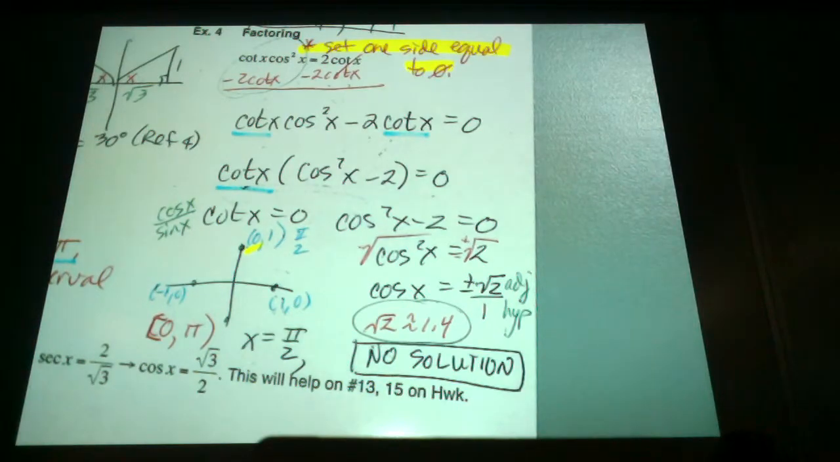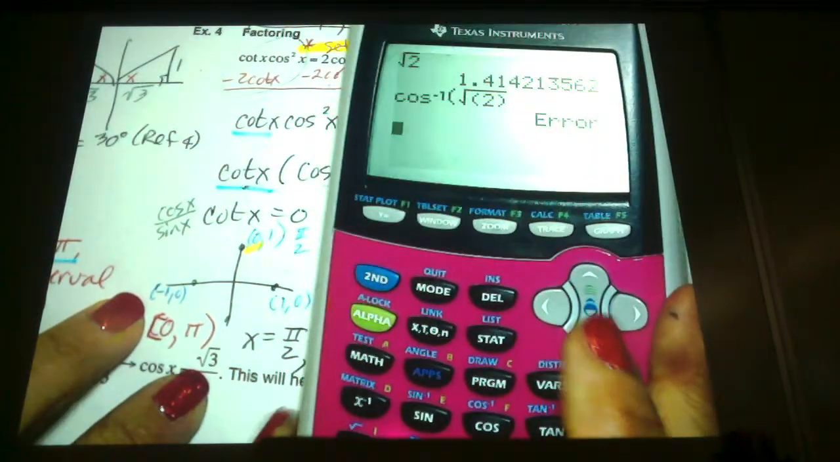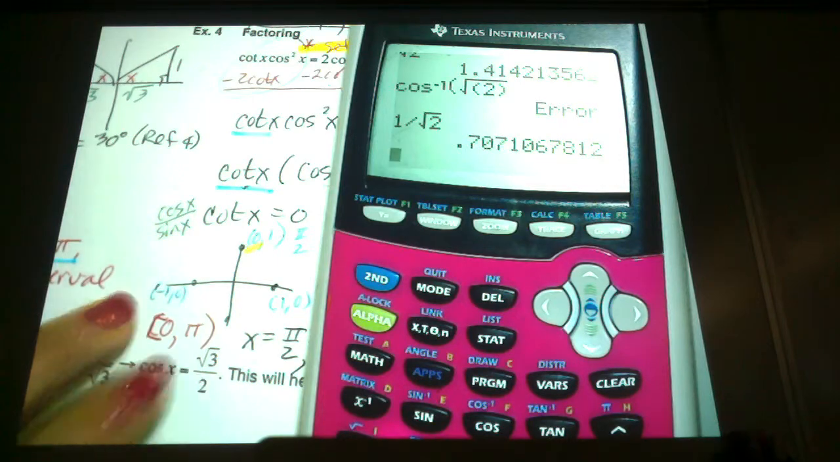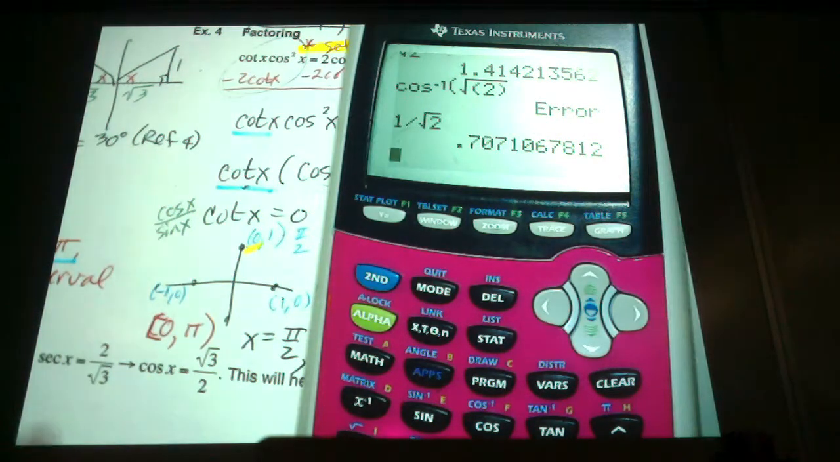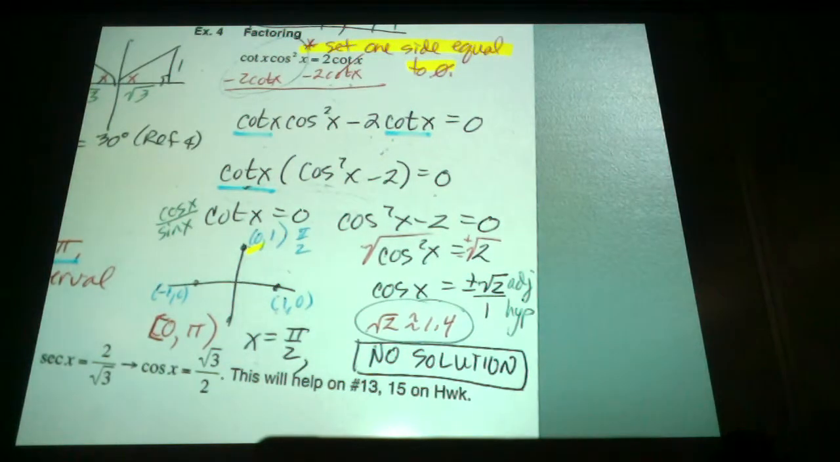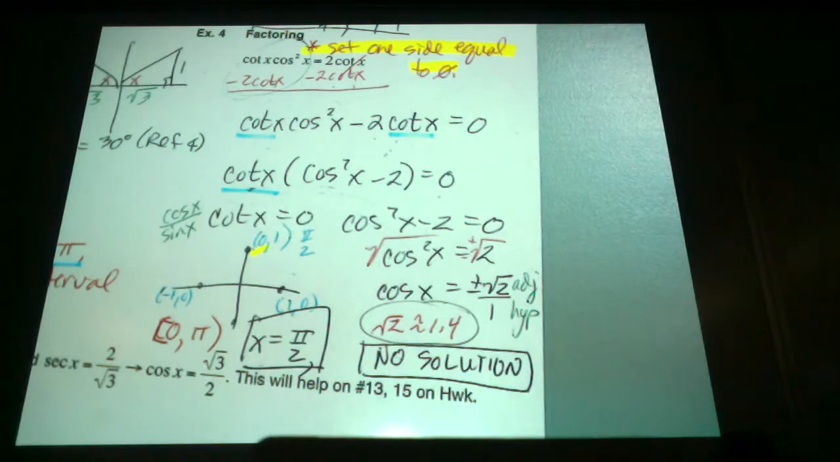Because 1 divided by the square root of 2 is within that range. So 1 divided by the square root of 2 is 0.7. So if I put that in there, then we would have been good to go. It would have been our 45-degree angle. Okay, so our only answer to this one is pi over 2. So sometimes you might have an extraneous solution, which means one that you have to throw out.